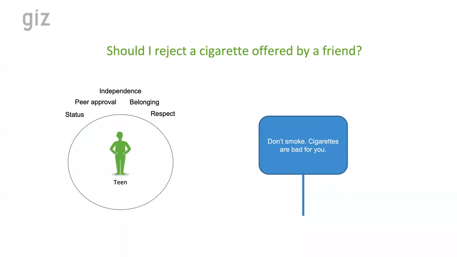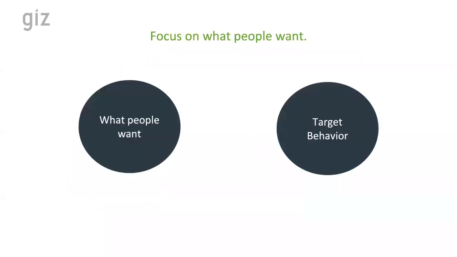And so when a teen is making this decision, we're telling them cigarettes are bad for you, but what world are they living in? They're living in a world where status, peer approval, independence, belonging, and respect are the things that are important. So the idea of this campaign is they focused on what the teenager was shopping for, what people wanted, and it had a target behavior, a positive behavior that they wanted them to do.